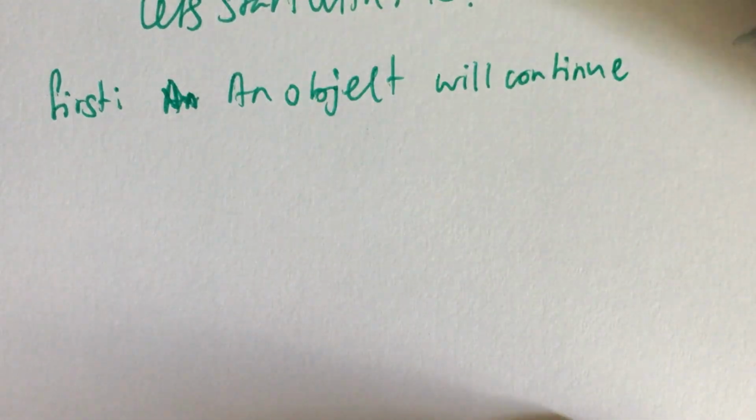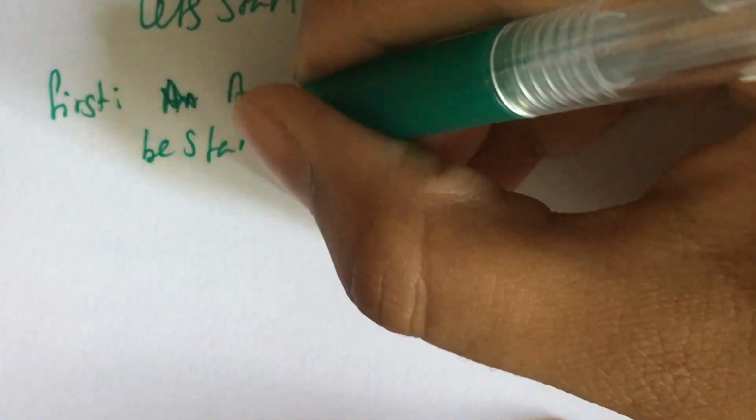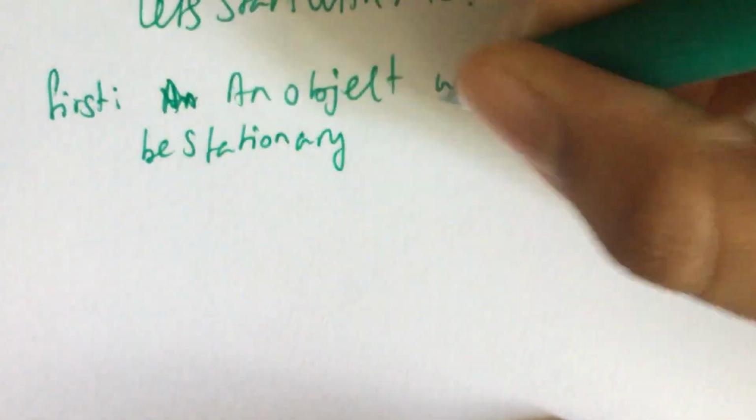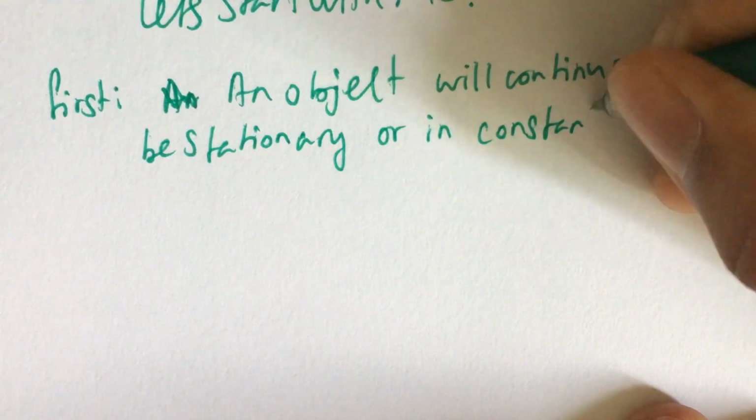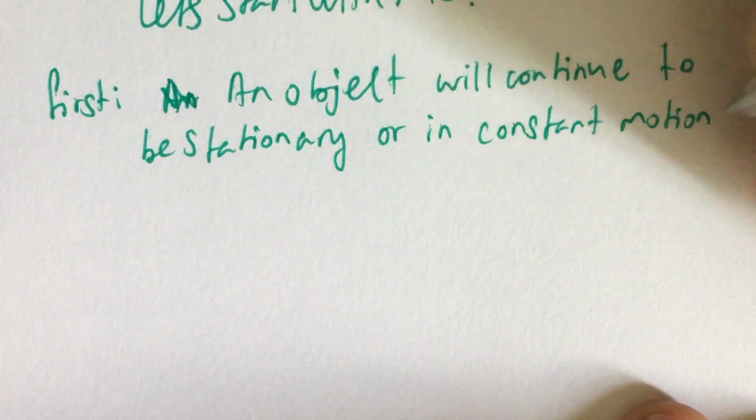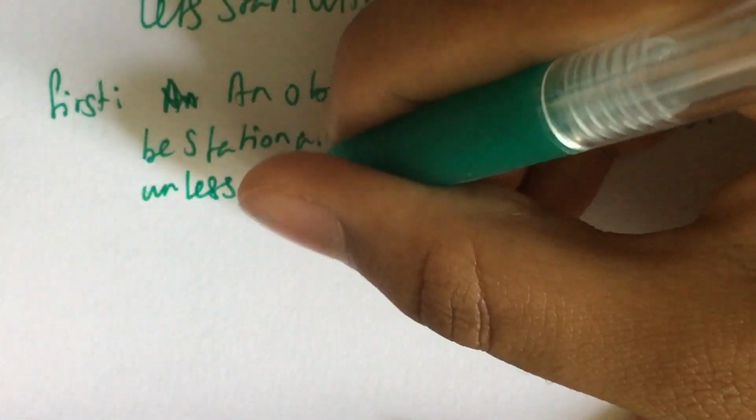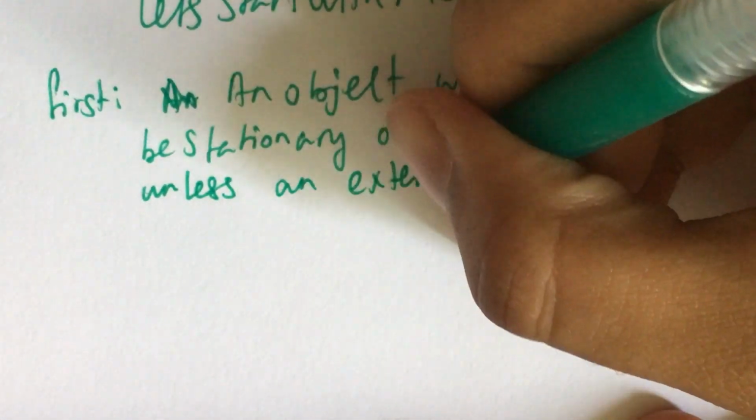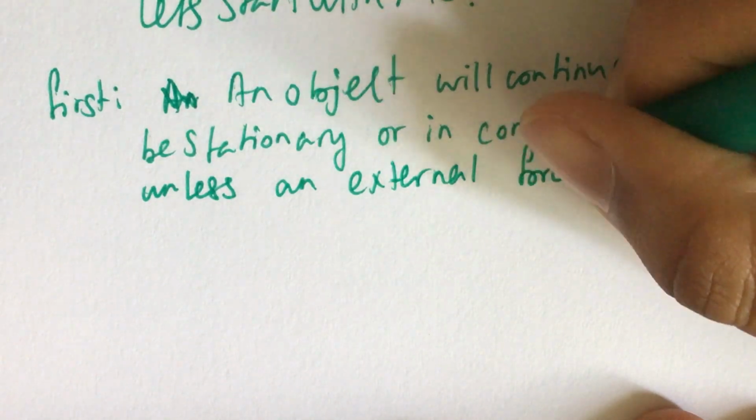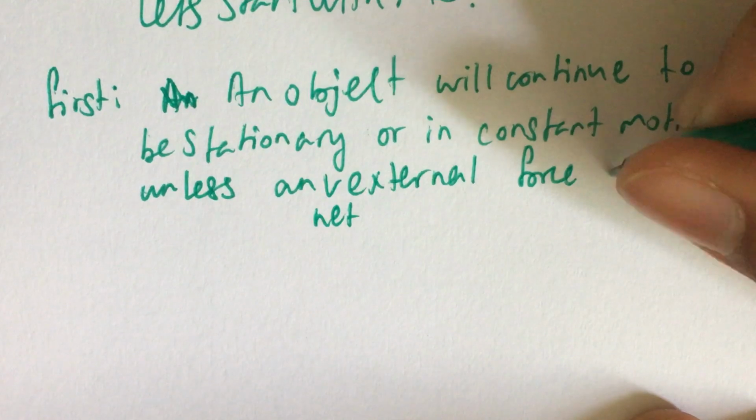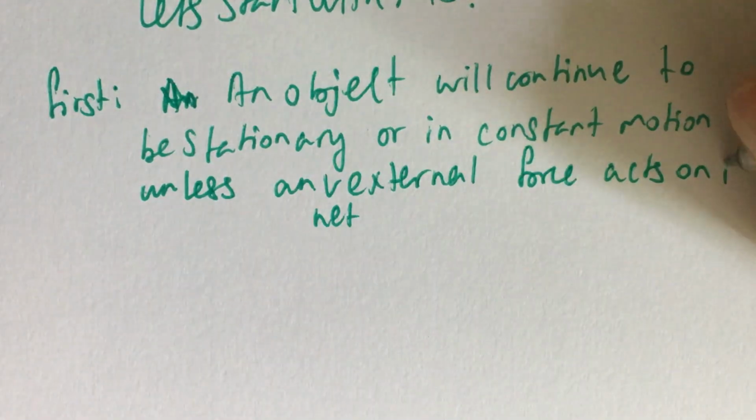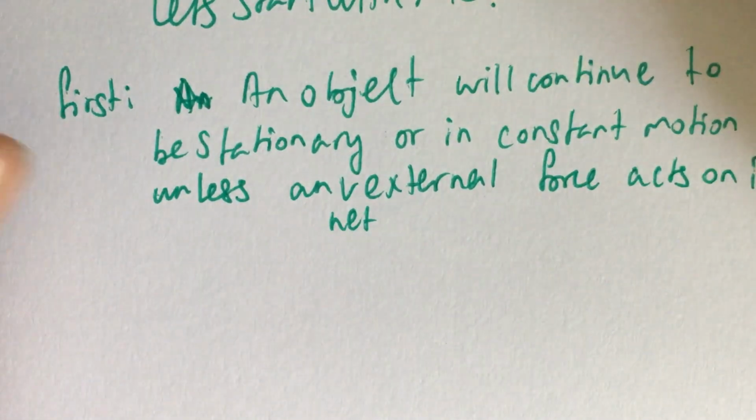So Newton's first law states that an object will continue to move in a straight line or stay stationary unless a net external force is applied to the object. I'm pretty sure I didn't phrase it in the way you're supposed to phrase it, but you get the point.